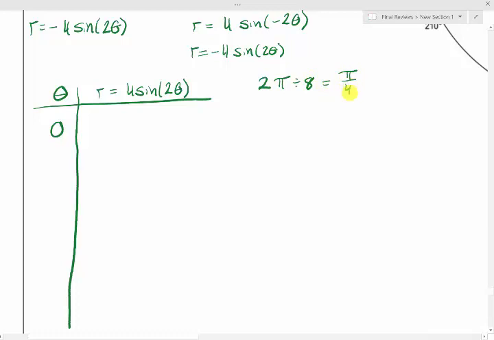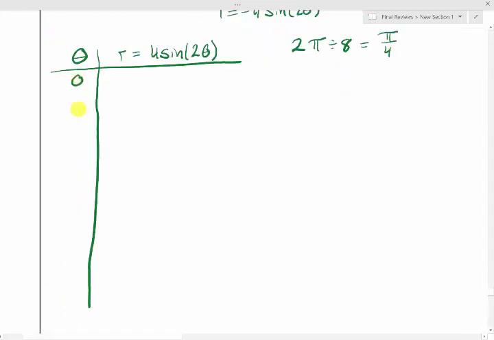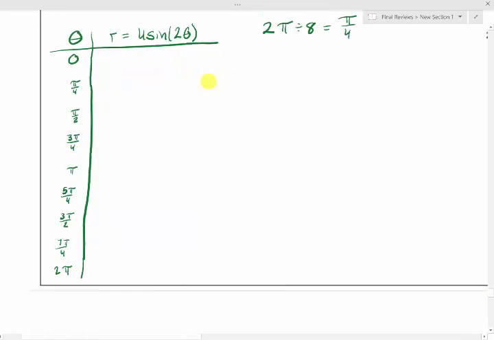So then I'm going to get my other angles by adding pi over 4 to the previous angle. So 0 plus pi over 4 is going to be pi over 4. Plus pi over 4 gives me pi over 2. And we're going to keep on going in this fashion. And there we have our 9 angles. And we're going to start plugging this into our function. So I'm going to have 4 times the sine of 2 times 0, which will give me 4 times the sine of 0. The sine of 0 is 0, and 4 times 0 is 0.